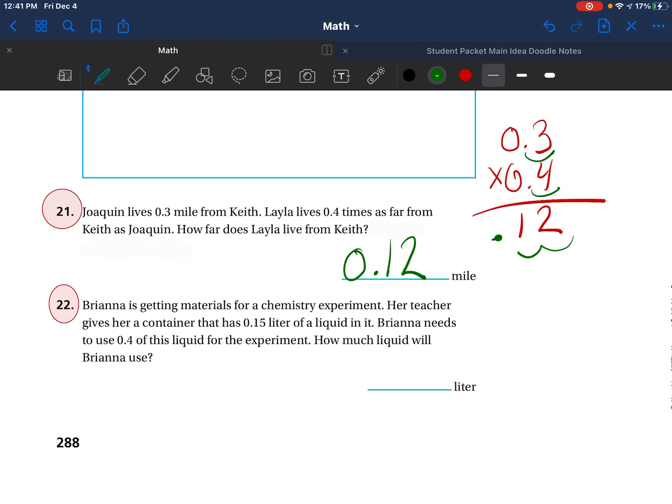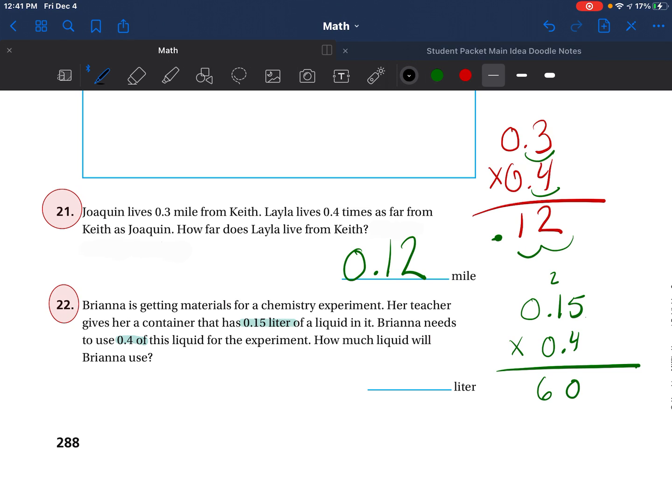And for number 22, it says Brianna is getting materials for a chemistry experiment. Her teacher gives her a container that has 1.5 liters of liquid in it. Brianna needs to use 4/10 of the liquid in the experiment. How much will she use? So all you do is multiply these two. So 0.15 times 0.4. 4 times 5 is 20. 4 times 1 is 4, plus 2 is 6.